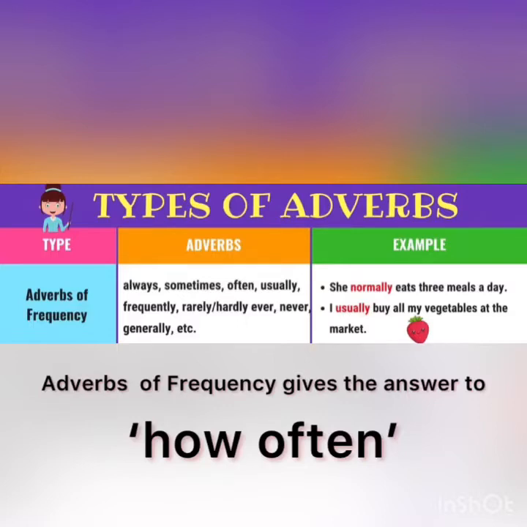See in this chart you can see the examples. In adverbs of frequency we can use always, sometimes, often, usually, frequently, rarely or hardly ever, never, generally, etc. See in the example column: she normally eats 3 meals a day. So here, normally is describing the verb eats, and it is telling about the frequency that she normally eats 3 meals a day. So normally is the adverb here, which is telling about the frequency of the meals she takes in a day.